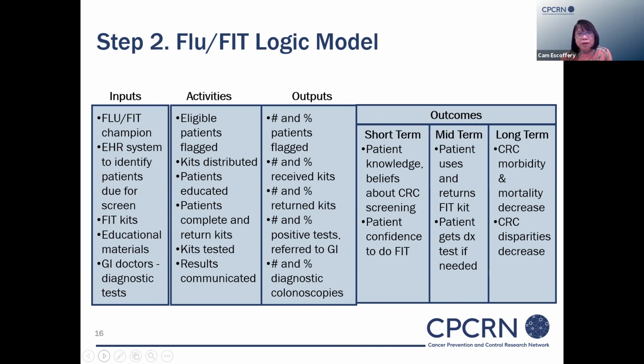Outputs are actually observable deliverables from doing the activities that you have in your program. And you can see some examples here. So an output might be the number and percentage of people who are actually flagged as eligible. And the second one, the number and proportion of those eligible who receive the colonoscopy FIT kits.